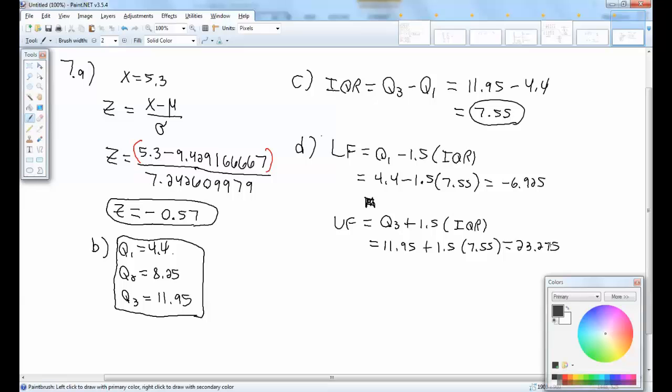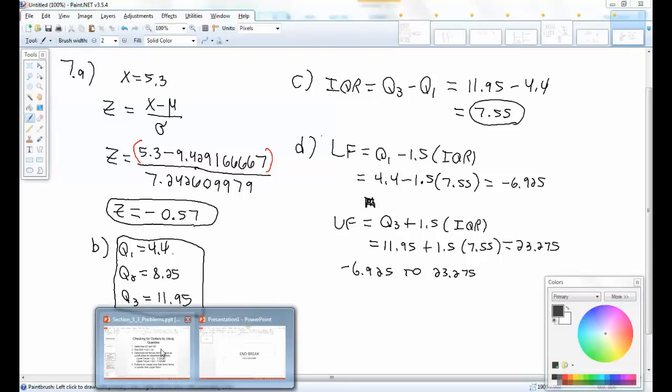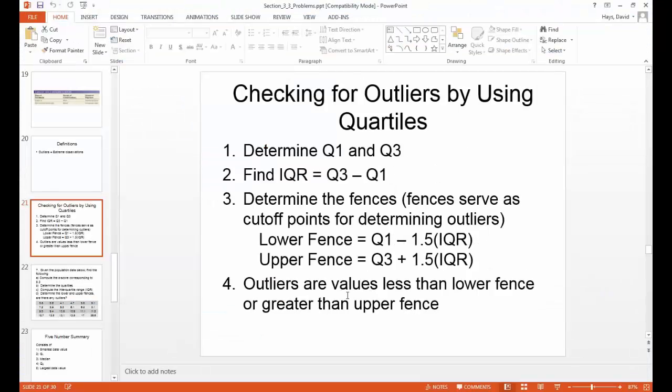23.275. Now this is a range of values. So this is saying that we got negative 6.925 to 23.275. Anything outside of this range is considered an outlier. And that's what it's saying. Outliers are values less than the lower fence or greater than the upper fence.